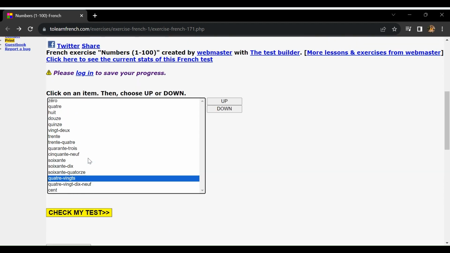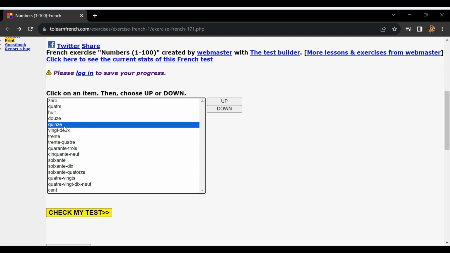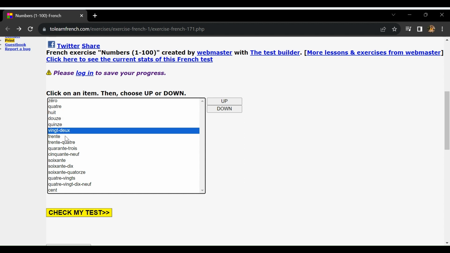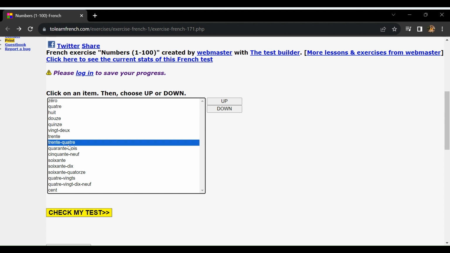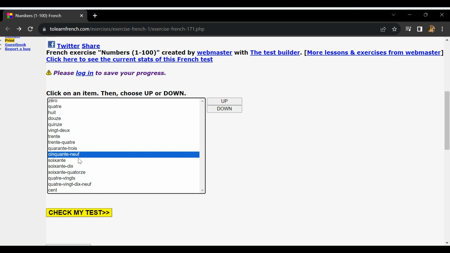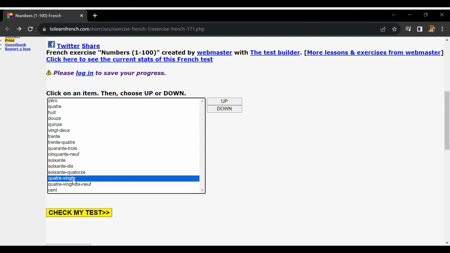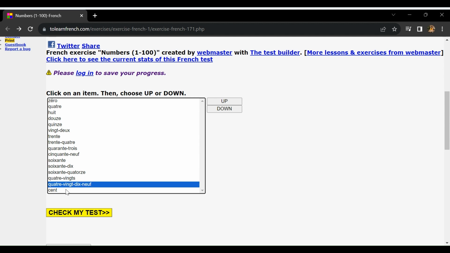Actually, there's some problem, I believe. Okay, no, everything is all right then. Great. Zero, quatre, huit, douze, quinze, vingt-deux, trente, 34, 43, 59, 60, 70, 74, and then 80, 90, 100.